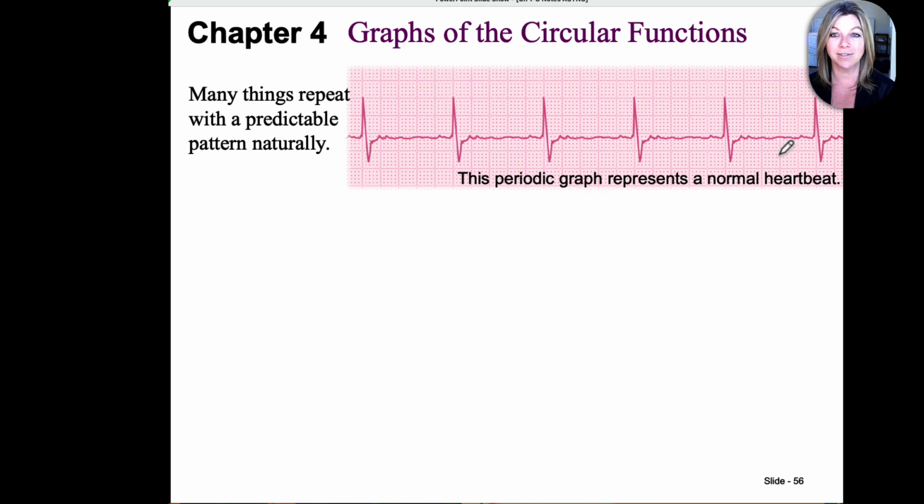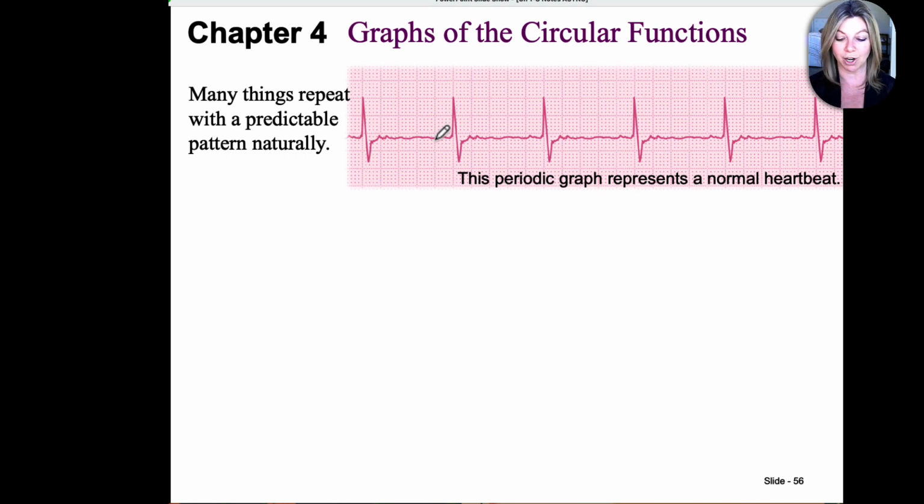Title is Graphs of the Circular Functions. Many things repeat with a predictable pattern naturally. Right here, this is a periodic graph and it represents a normal heartbeat. You can see how it's repeating. Each time that it repeats itself, we call that a period.